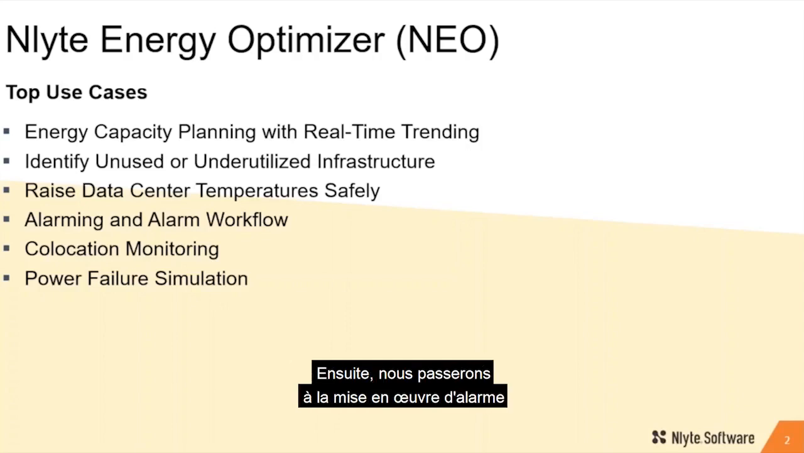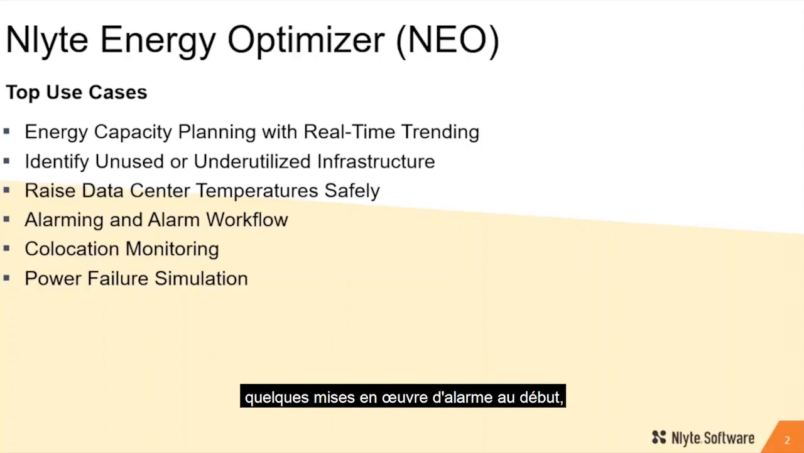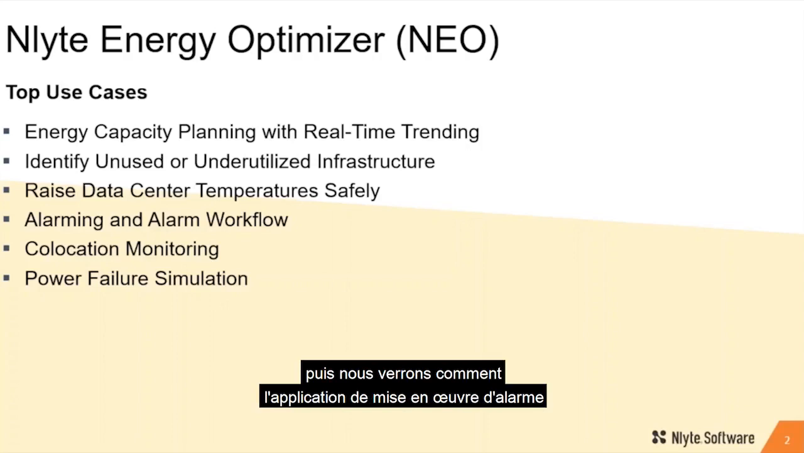And then we'll move on to alarming and alarm workflow. We'll briefly show some alarming at the beginning, and then we'll look at how the alarming application within Energy Optimizer can coincide and integrate with the workflow within Asset Optimizer to be able to actually generate a workflow when an alarm has been detected.